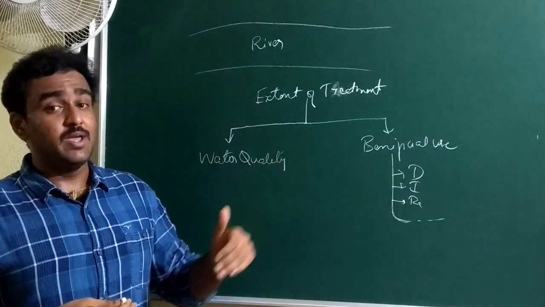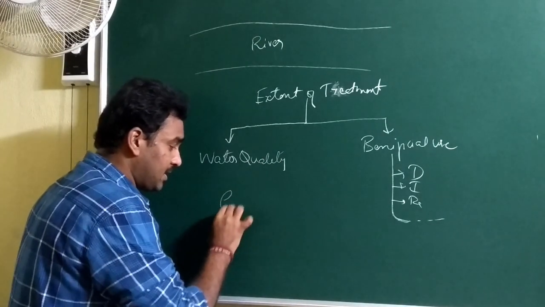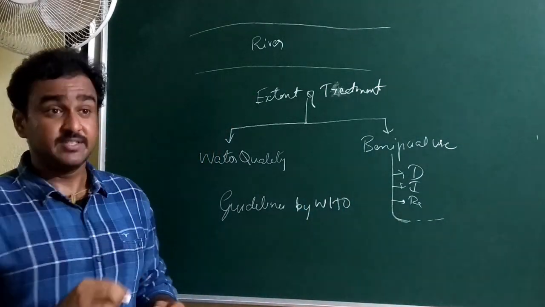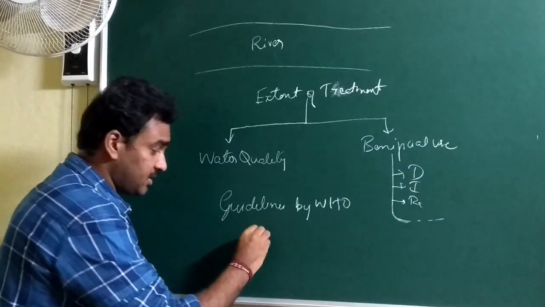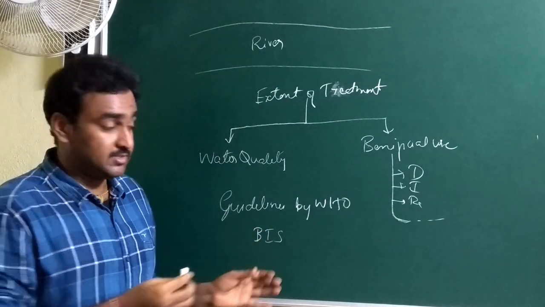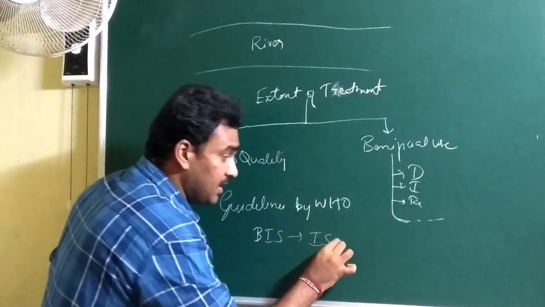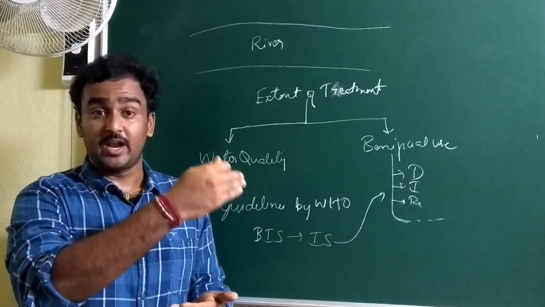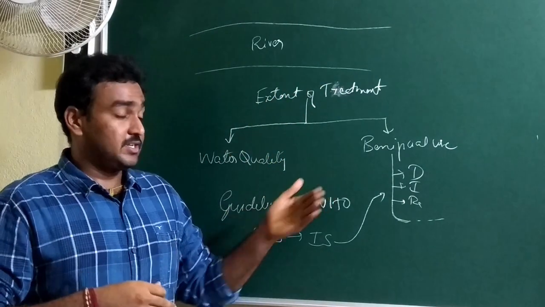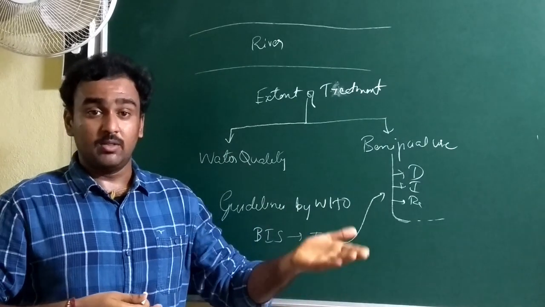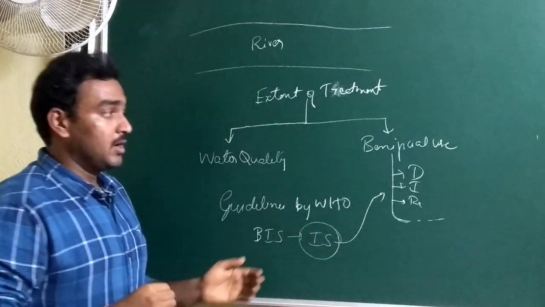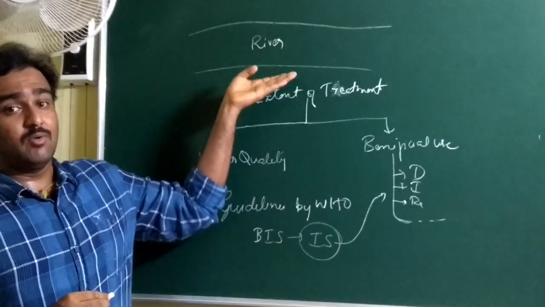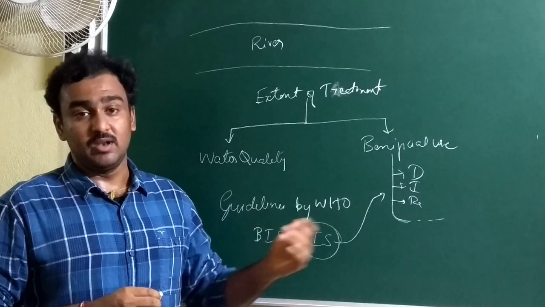The extent of treatment is given as per the guidelines given by WHO. So based on the WHO guidelines, each country will develop its own standards. As far as India is concerned, we have BIS to set standards. We have our own IS codes, which set the allowable limits for particular parameters as well as pollutants and contaminants in the river water, and the extent of treatment that should be given to the water before supplying it to the beneficiaries is given in the IS codes. So this is how the extent of treatment is known based on the water quality, and to this extent we will treat the river water and supply the water for domestic purposes or any beneficial users.